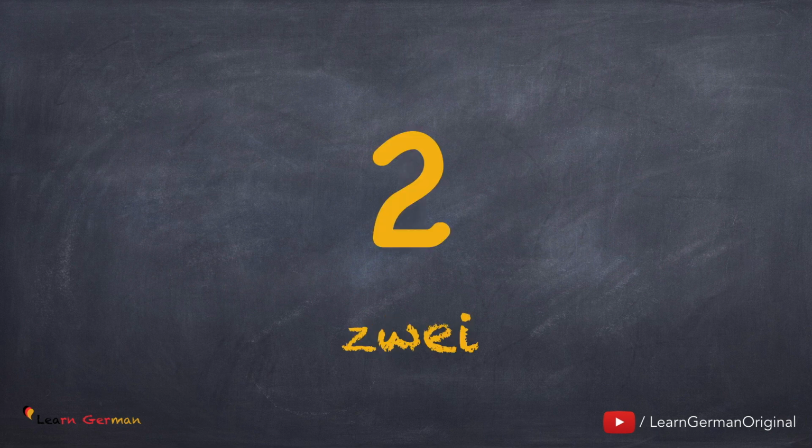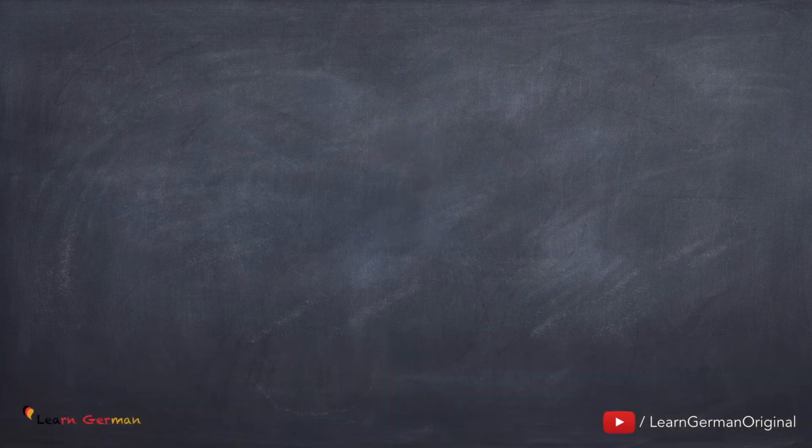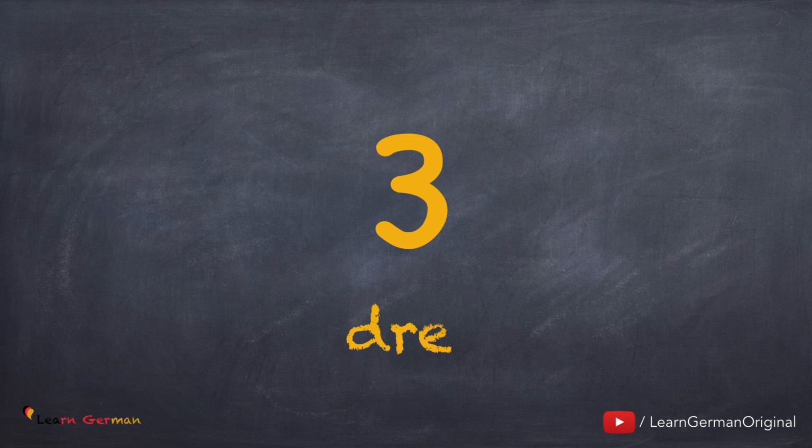Zwei. Once again, zwei. The German consonant Z is pronounced like the English TS sound that is found at the end of words such as mats, pots, bits. Drei. Once again, drei.